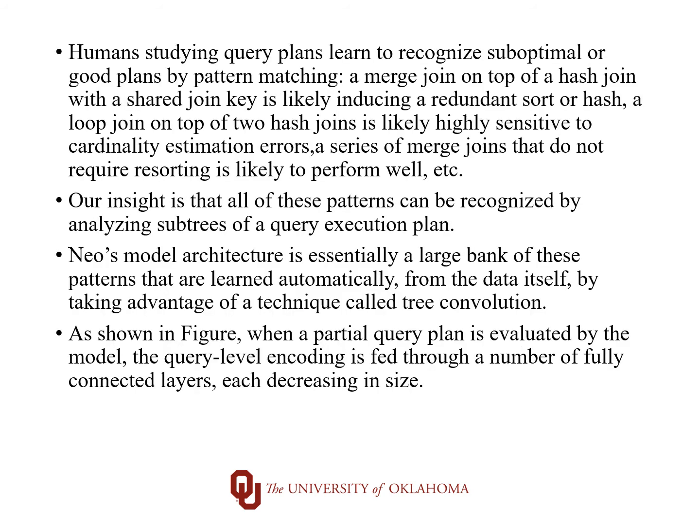As I've earlier said, in general, patterns are recognized by humans, like a merge join on top of a hash join with a shared join key is likely inducing a redundant sort or a hash join, and a series of merge joins that do not require resorting is likely to perform well. So our insight is that the value network learns all these patterns itself when the data is given to it by taking advantage of the technique called tree convolution, and I'm going to explain how the tree convolution is done in the next slide.